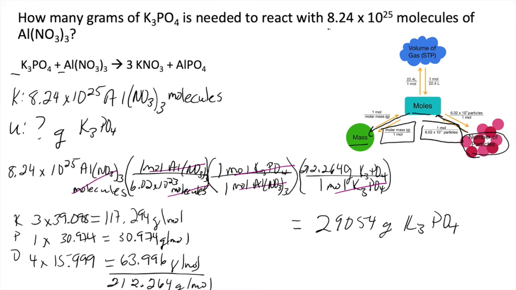And since we only have three significant figures, we're going to need to round this to three sig figs. The numbers in our conversion factors will not count toward our significant figures. They are considered infinite numbers. While they are important, they do not count toward our measurements, which are our sig figs. So to write this number to the correct sig figs, I'm going to use scientific notation, which will be 2.91 times 10 to the 4 grams of potassium phosphate.